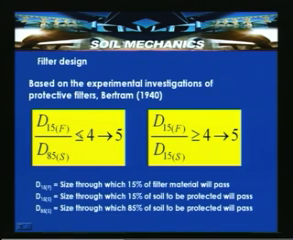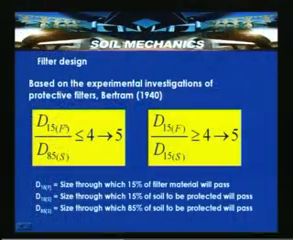According to Bertram 1940, based on experimental investigations, some criteria have been set forward for protective filters. The ratio of D15 of filter to D85 of soil should be less than or equal to 4 to 5. This is to satisfy criterion number 1.